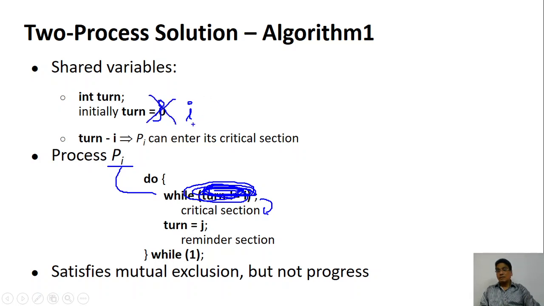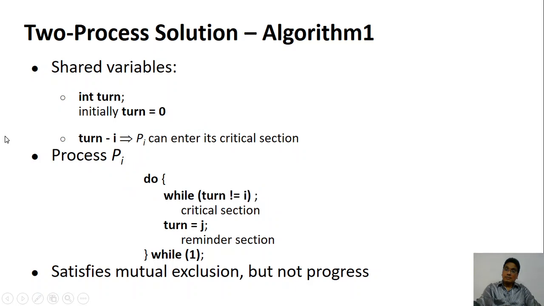When this turn value becomes I, turn is equal to I, I not equal to I, this condition becomes false, then you enter into the critical section. Once you come out of the critical section, what does the process have to do? It has to allow the other process to run. So it will set the turn as J. My turn is over, that's the end of the critical section, so it sets the value to J and you perform the remainder section. So this is how it allows the mutual exclusion.